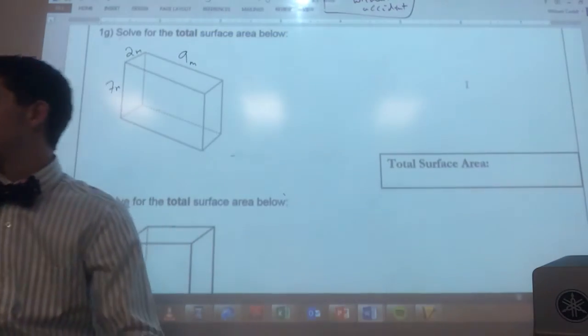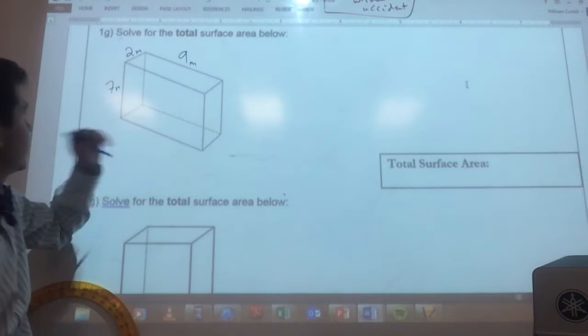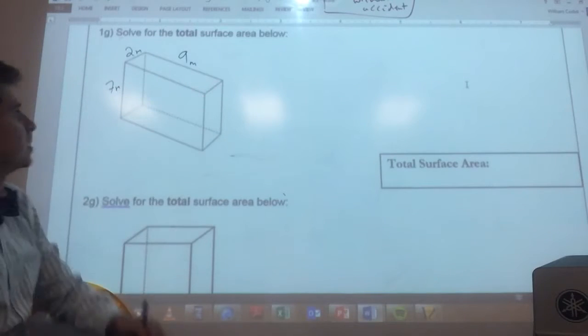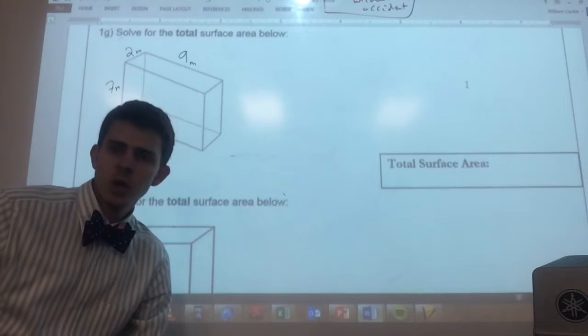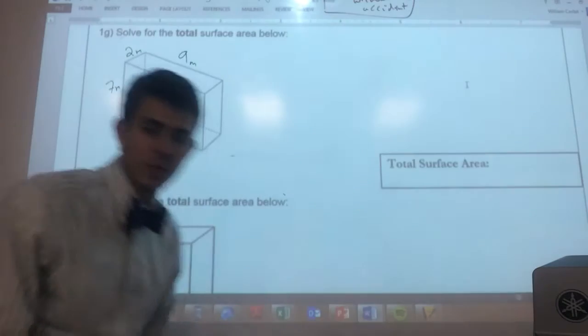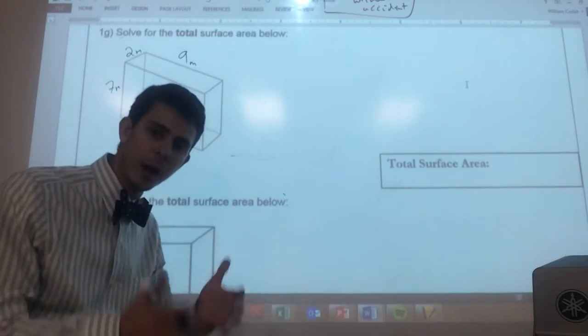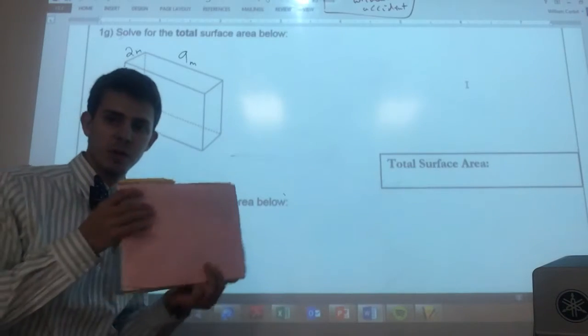Hi everyone, I'm going to go through the first two guided problems. So we're looking at this problem here. The length of it is 9 meters, the height of it is 7 meters, and the width of it is 2 meters. What I'm going to do with this problem, and it's very important that you do this, is approach the problem systematically. You're organized in your problem solving process.